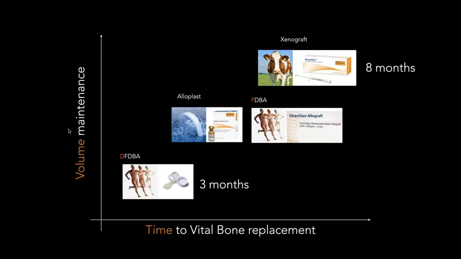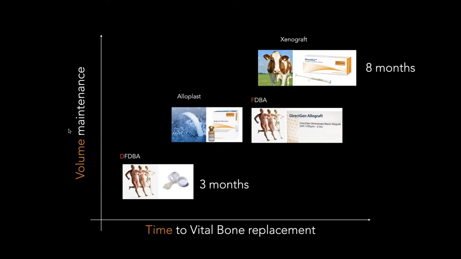Then the alloplast and the FDBA, which is the mineralized human bone, as well as the synthetic bone, is kind of in between, and it usually is ready in about 4 to 6 months. And the xenograft, some studies have shown that it takes almost years before the xenograft particles are completely turned over into vital bone. But typically, I would say a 6 to 8 month wait is adequate. So what you're gaining in one end in terms of volume maintenance, you also have to take the brunt of on the other end, which is you have slower turnover of bone.